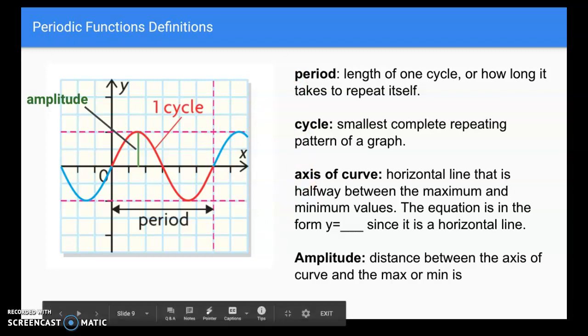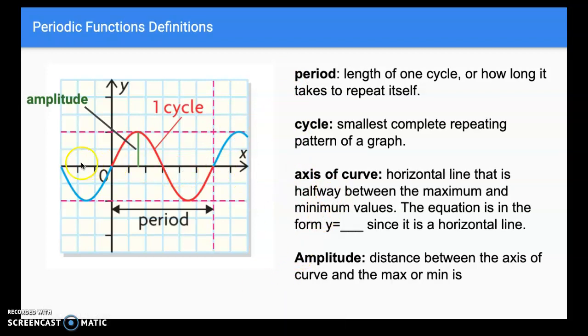The axis of a curve is the horizontal line that cuts the graph right in half. Okay, so here you can see the top part is at 2 and the bottom part is at -2. So the line that goes right through the graph in half is y equals 0. So the equation has the form y equals whatever the number is that goes through the y-axis.